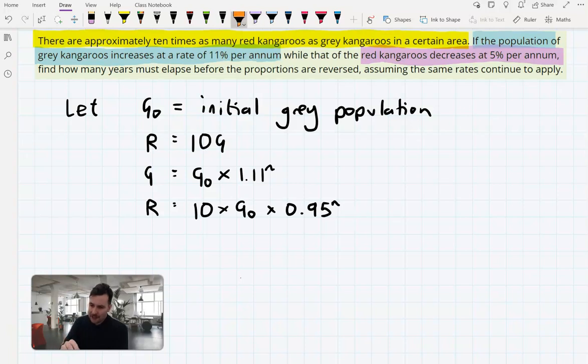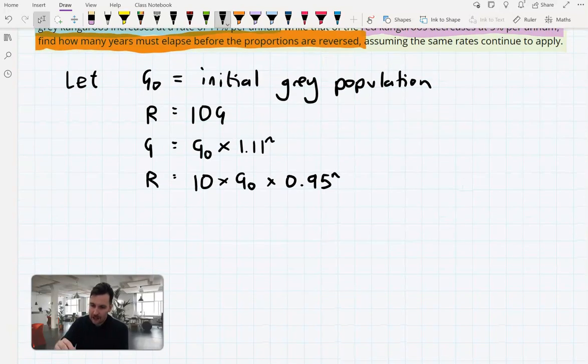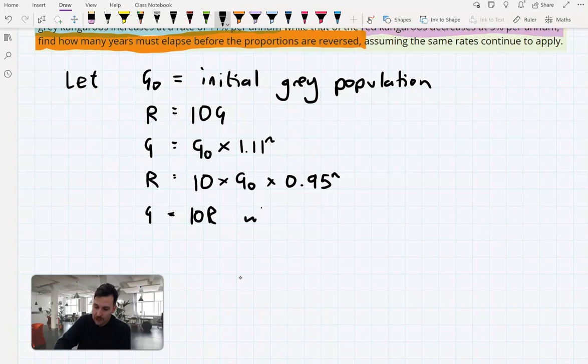Then what we want to do is have a look at how we're going to actually answer the question, or what we have to do. We've got to find out how many years must elapse before the proportions are reversed. So that's the last little bit of information. It's going to be that the number of grey kangaroos is 10 times the number of red kangaroos when the proportions are reversed.